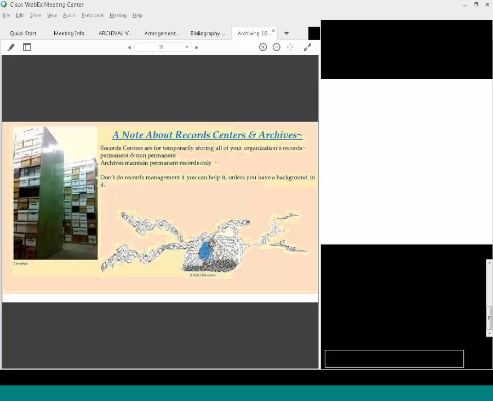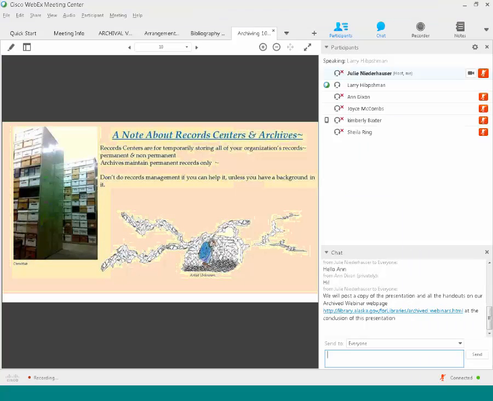I want to talk briefly about record centers and archives. Record centers are for temporarily storing all your organization's records, whether they're permanent or non-permanent, and then disposing of them at set times in the future. An archives maintains permanent records only. My best advice on record centers is don't do records management if you can help it, unless you have background in it, because it's a detailed, organized, professional activity that can drain all of your resources if you let it. Again, it's something you may not have a choice about doing, but if you do, I would highly recommend the state's Records and Information Management course as your first step.